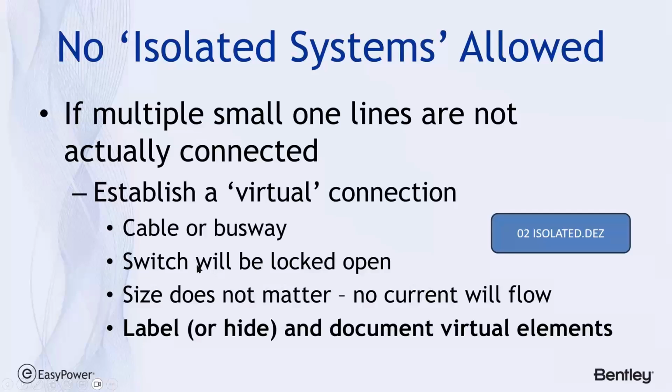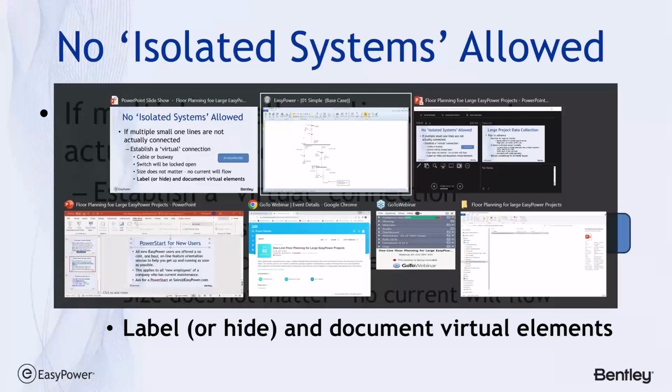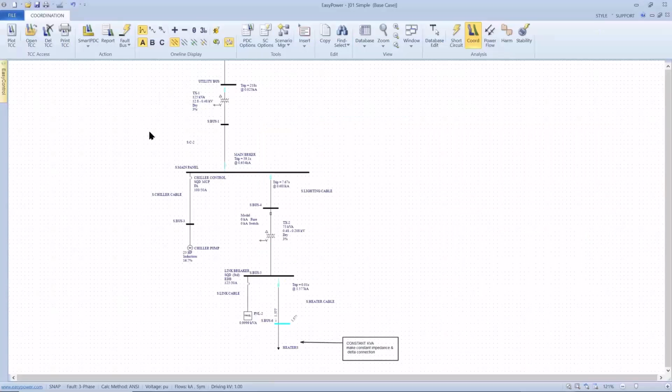And so the switch on that virtual connection will be locked open. So it really doesn't matter what sizing is or what the rating is, because it's never going to see current. So again, here's how this looks in EasyPower.